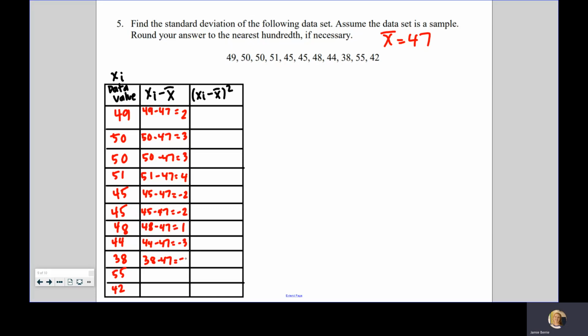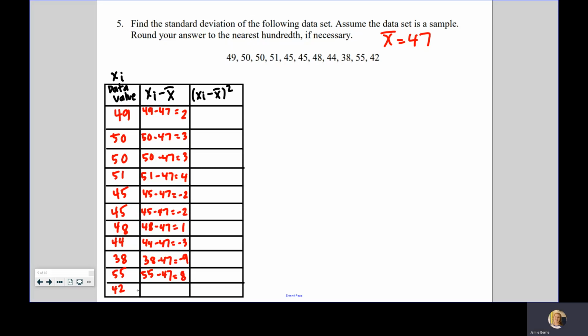You want to be careful here because if you mess up on this step, it's going to mess up your entire answer. All right, so 55 minus the mean, that would be 5. Nope, that's not right. 55 minus 47 would be 8. My bad.